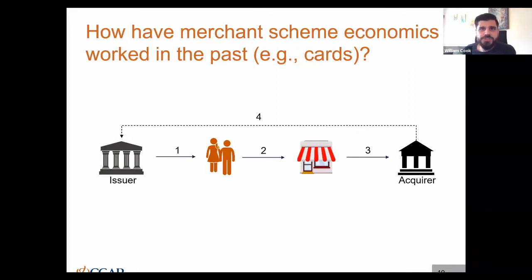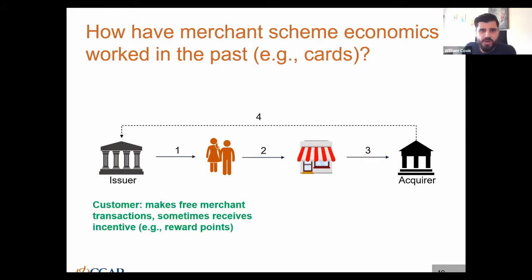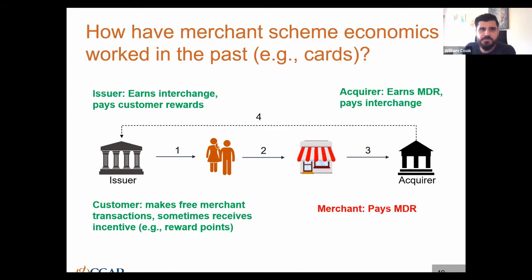So if you think about how merchant scheme economics have worked over the past decades, especially for card schemes, Visa, MasterCard, and so forth, it's really been this classic 4-party model where the customer makes free merchant transactions, sometimes gets reward points. The merchant pays an MDR. The acquirer earns that MDR and as part of that pays out interchange. And the issuer earns that interchange and from some of that pays out customer rewards.